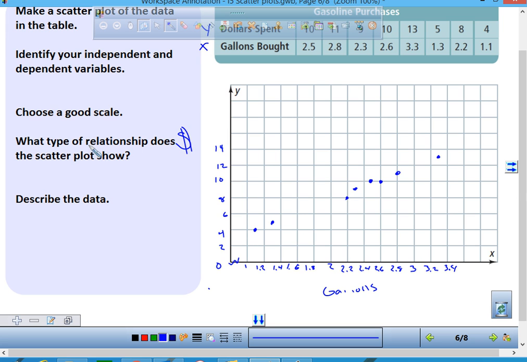Okay, what type of relationship does the scatter plot show? Positive, negative, or no? Positive. It's increasing as we go to the right. Okay, and is it strong or is it weak? I would say that one's pretty weak because it's spread out pretty good. Okay, so if they're not in clusters, they're weak. Good vocab word, clusters. If they're clustered, they're strong. Good job, Brooklyn.